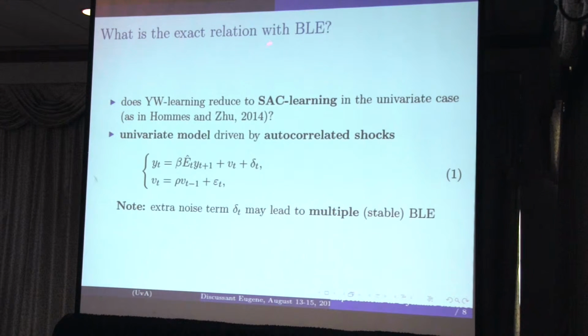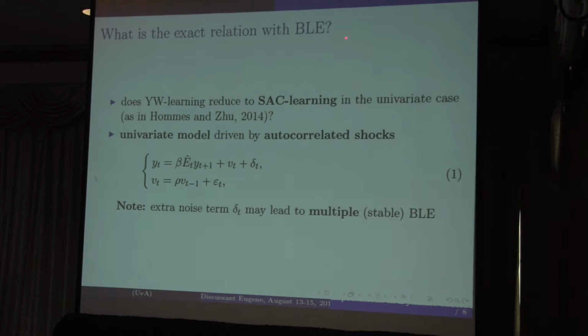So this is a question I have. I couldn't figure out the answer myself, so maybe you can say something about it. What is the relation with the behavioral learning equilibrium concept, even in the univariate case? In the univariate case, is your Yule-Walker learning scheme exactly the same as the sample autocorrelation, or are there some subtle differences? And in that respect, at first I thought you must have something different, because the work with Maizu in the univariate case has the possibility of multiple equilibria.